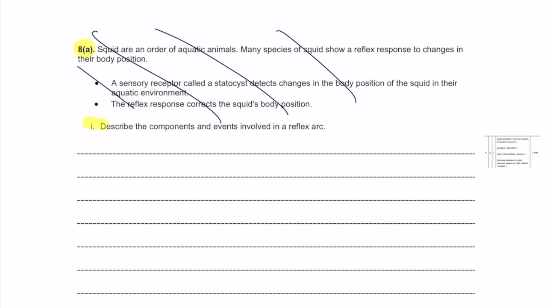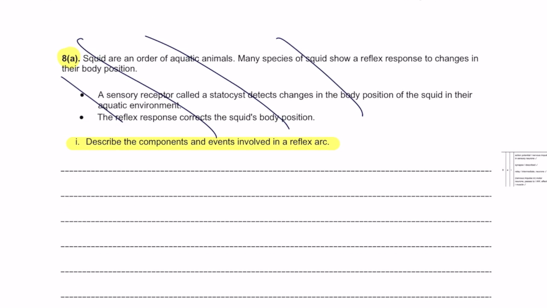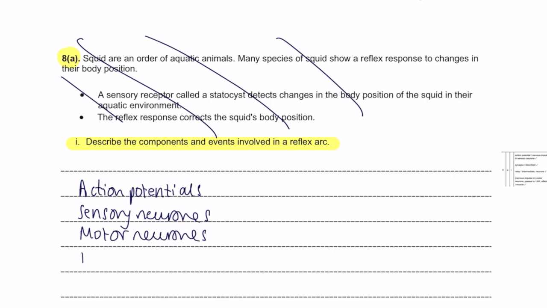So, let's read the question. It says, describe the components and events involved in a reflex arc. Well, that's quite a positive question because I know just from reading that it says describe, and it says components and events, so all I need to do is write a list of everything that is in the reflex arc. So I know there are action potentials. I know that there are sensory neurons, motor neurons, relay.